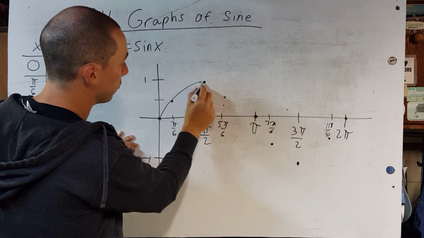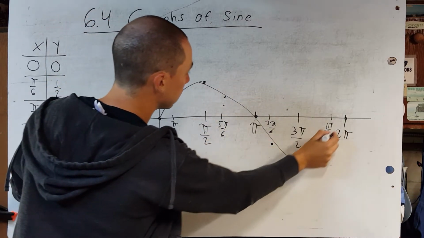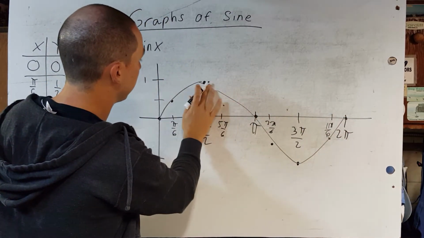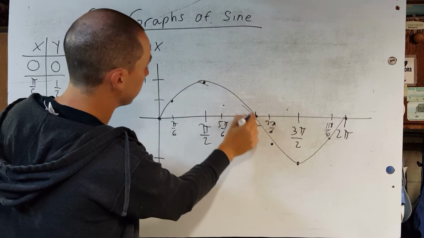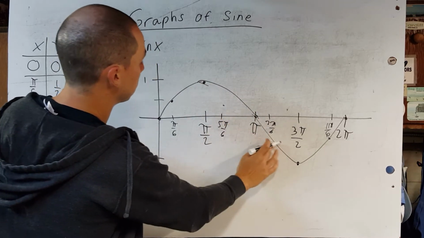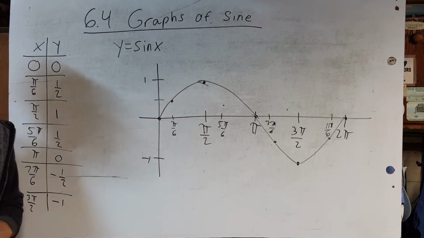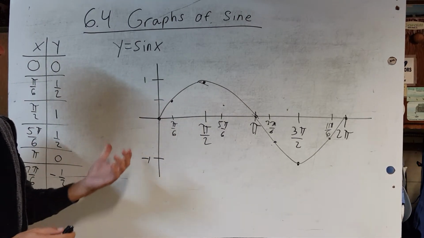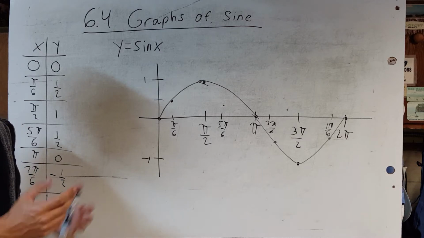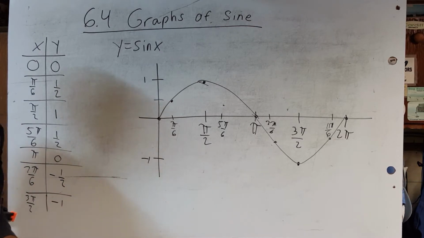Okay, but again, it should look like that shape. It should be a nice smooth curve. Okay, so that's what we call the parent function, the simplest type of sine. There's no transformations, no shifts. That's just sine of x.